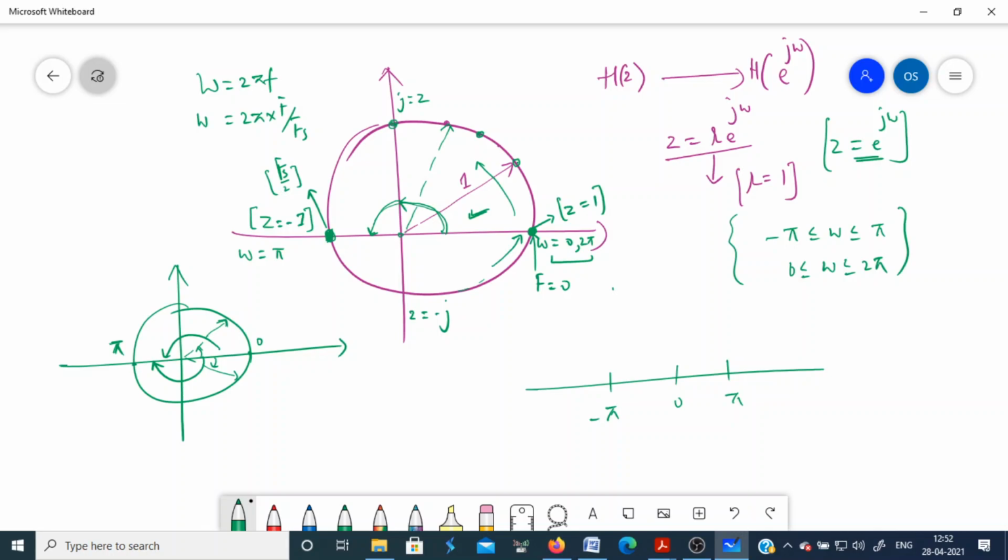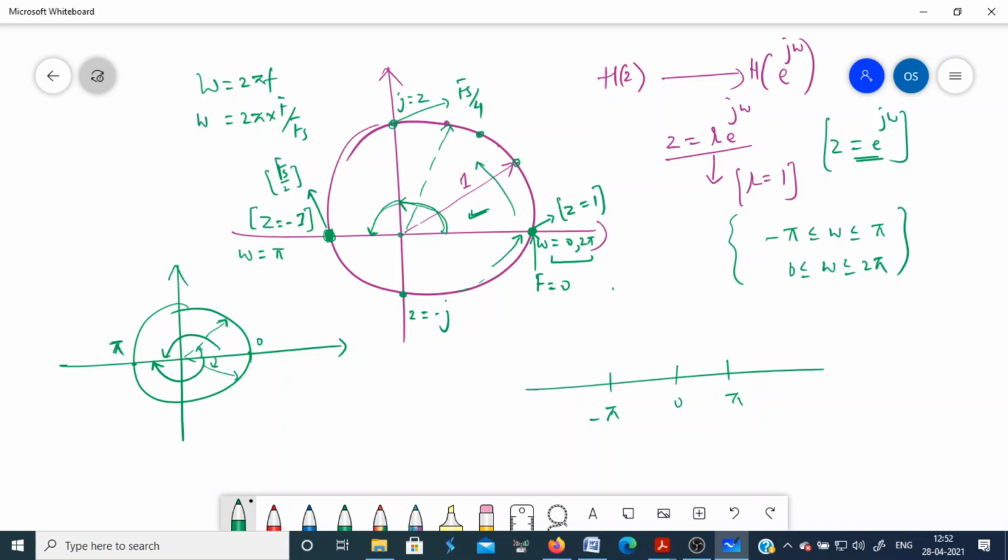Okay, this corresponds to a frequency of fs by 4, and so on. Okay, so this either you can take it as minus fs by 4, or in terms of positive frequency you can take it as 3fs by 2, right? So this, now in terms of hertz, I am relating the frequencies now in terms of hertz. Okay, not in terms of omega.